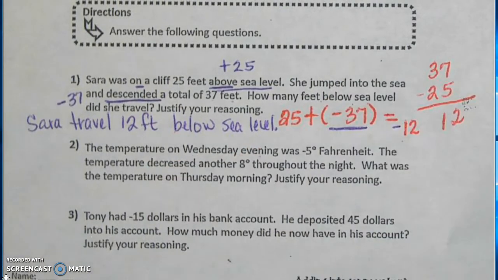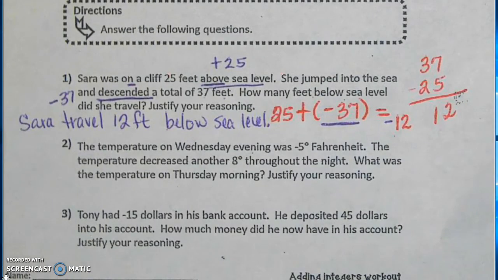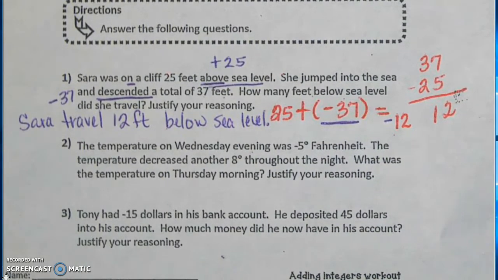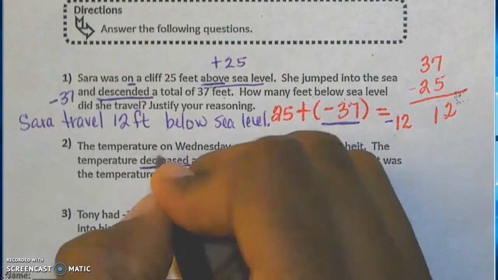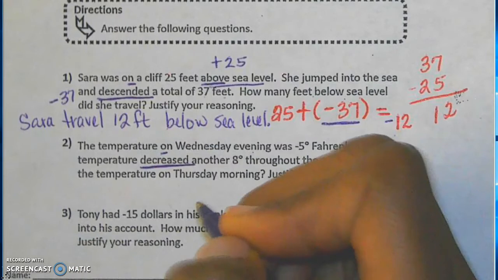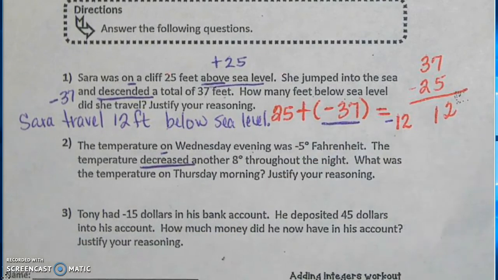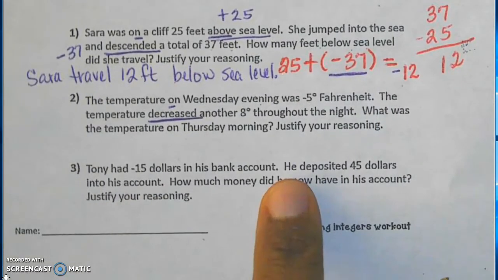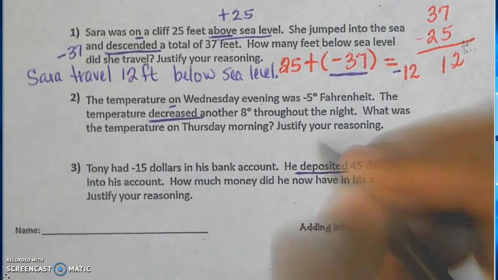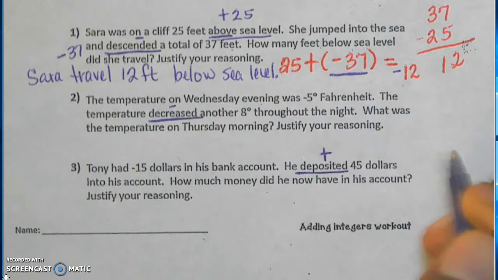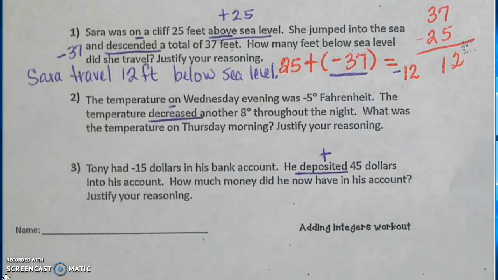12 feet below. So I'm not going to do the next problems, but I will give you some hints on some of the words. So in problem number 2, there's a decrease. Remember, decrease is negative. And number 3, he deposited $45. To deposit means to put in the bank. So that is a positive value.